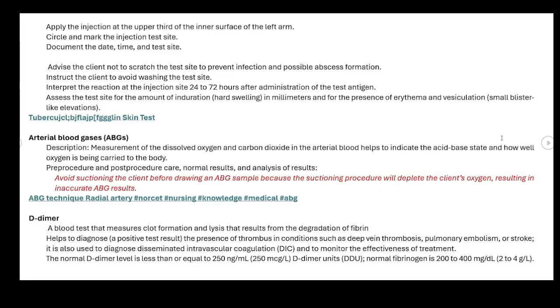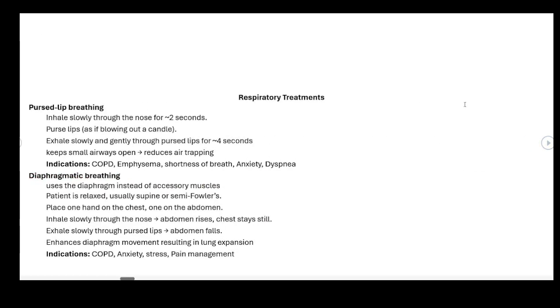If you have any questions, this is a very good time for you to ask the questions. But other than that, I will let us pause here a little bit so that when we come back, we'll look at the treatment options that we have in the respiratory system.